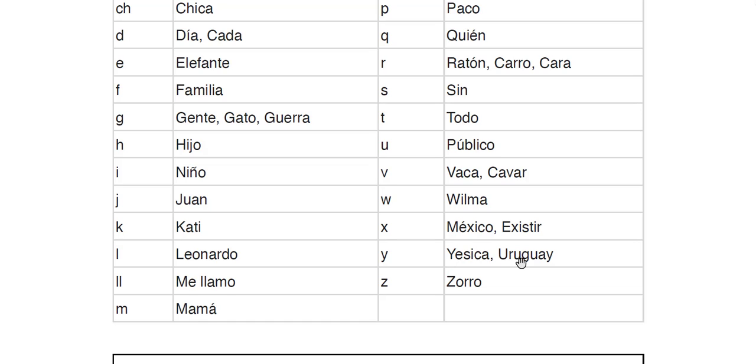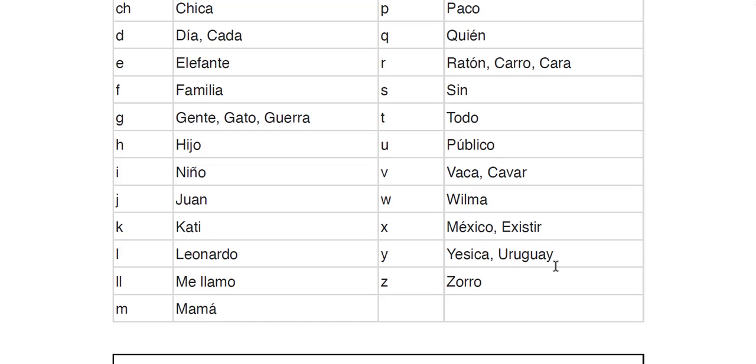Okay. Uruguay. When the Y is used in conjunction with a vowel, as in this example, the Y takes on the I sound, Uruguay. So you have an A and an E at the end of that. And then finally, letter Z, zorro, or the zeta, zorro.